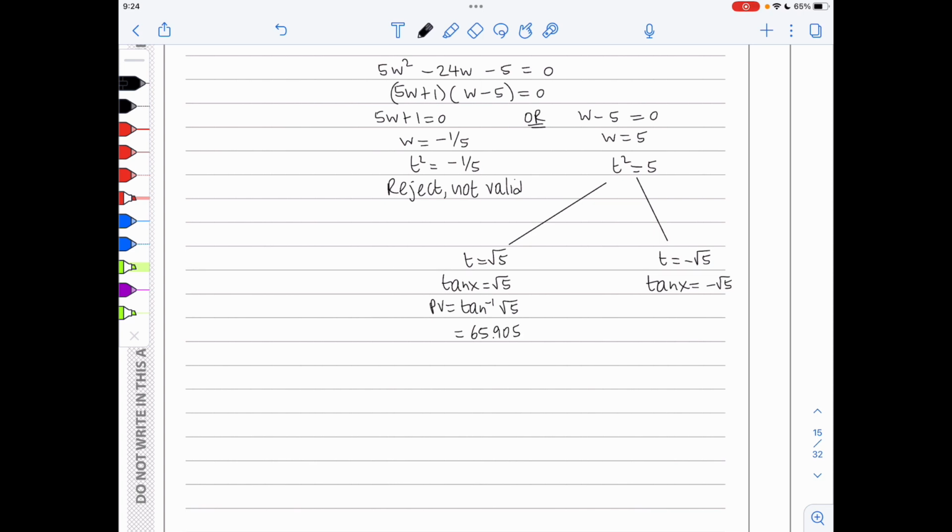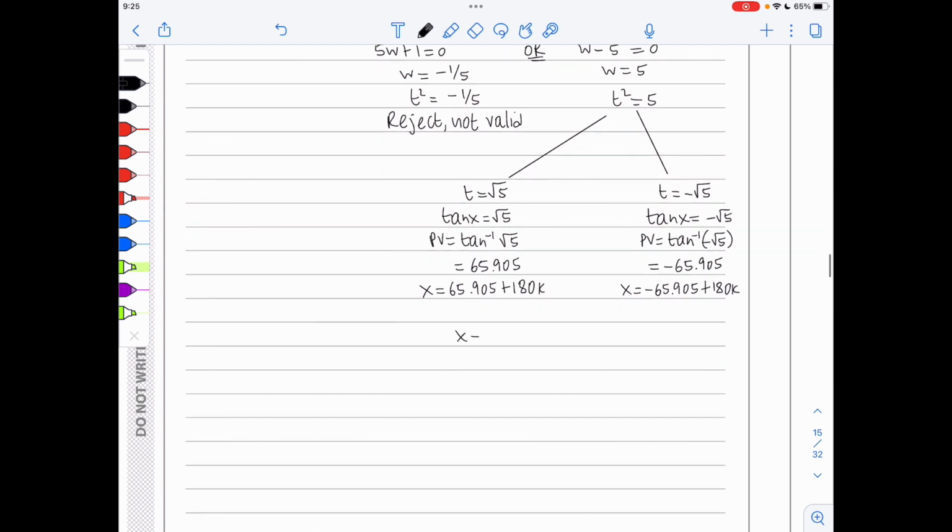The principal value will be shift tan of root 5, which gives an answer of 65.905, and therefore x is the PV plus 180k. And on the other hand, the PV is shift tan of minus root 5, which gives an answer of minus 65.905, and therefore x will be minus 65.905 plus 180k. Setting k to be 0 will give me the answer of 65.9, which is the only answer in the required range. Then I will set k to be 1 here and here.